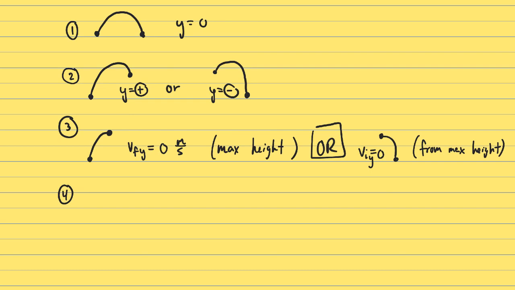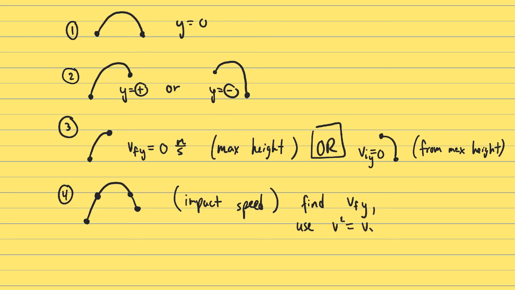The impact velocity problem. Let's say that the object starts here and could end at any location along the way. This is the impact speed problem. And in this case, we have to recognize that we need to find VFY and then use V squared equals Vx squared plus Vy squared. That's the one that we just did a minute ago.